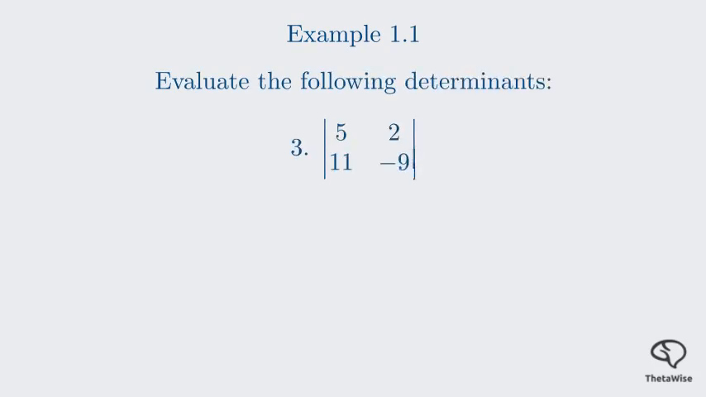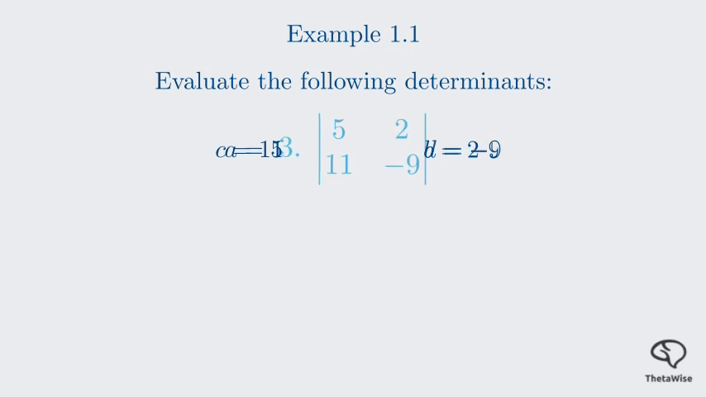We're doing great. Let's tackle the third and final part of this example. Here is the determinant we need to evaluate this time. Following our procedure, we identify the elements. I'll highlight them now. A is 5, B is 2, C is 7, and D is negative 9. Notice how we always identify D first, then B. Now we substitute these into our formula.